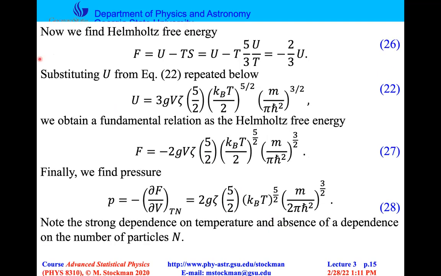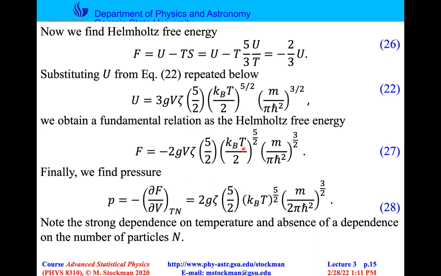Next slide. Now I find Helmholtz free energy, U minus TS. So U minus, this is S, 5/3 U divided by T. T cancels and gives me minus 2/3 U. Now I substitute U from the expression that we found initially. I just repeat it here. So we multiply it by minus 2/3. So the coefficient will be minus 2. This is the expression for Helmholtz free energy in terms of the volume and temperature.